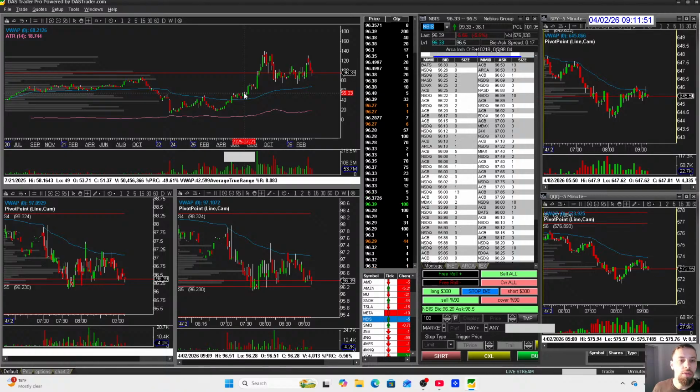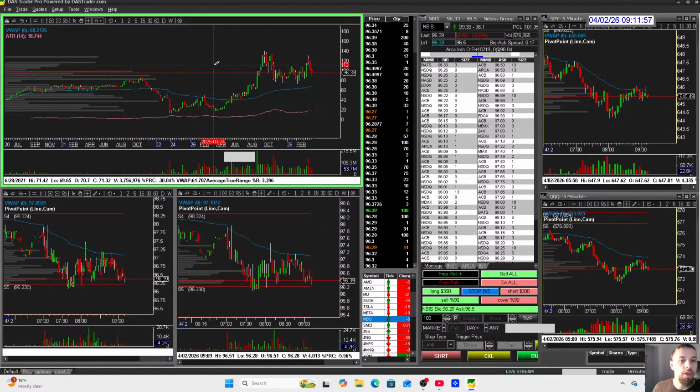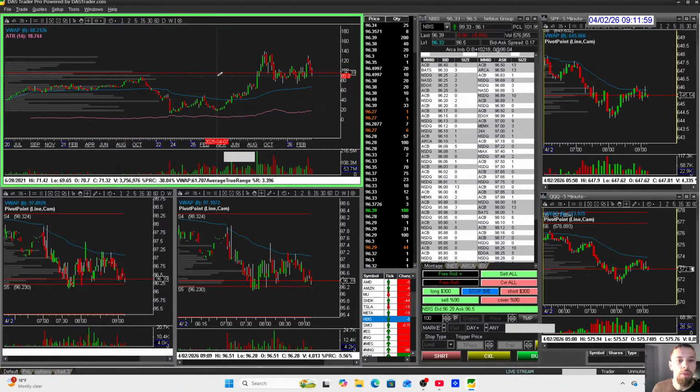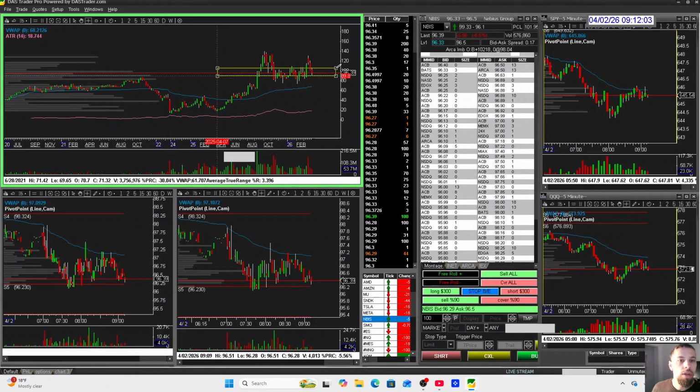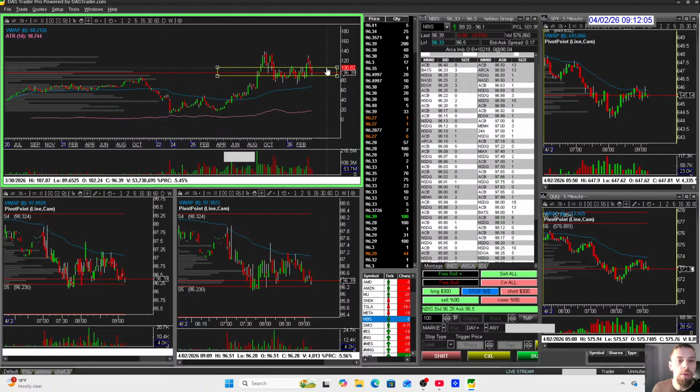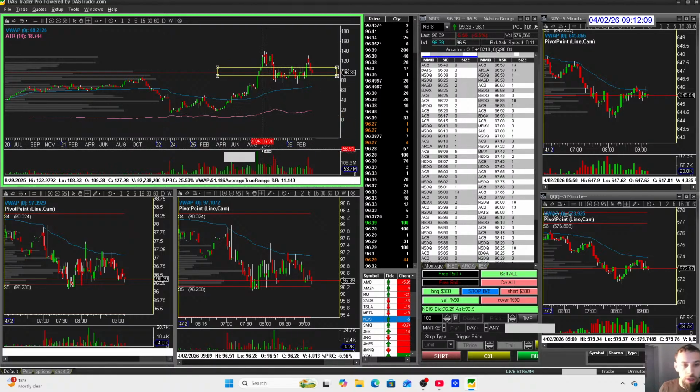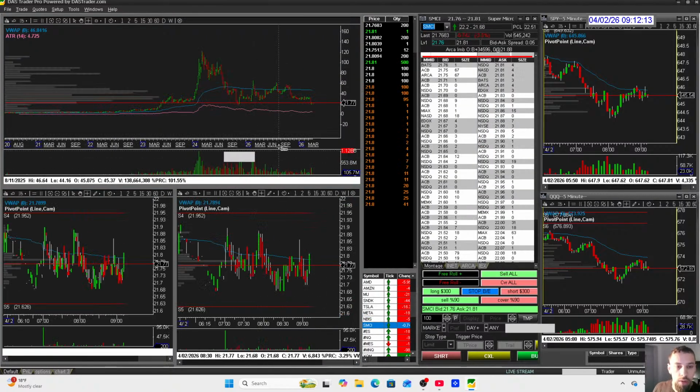NBIS down 5.5%. In a bit of a range here. Area support I'm drawing, standing out, is the $89 level. Area of resistance 106. Can also consider $100 level. SMCI, nothing.